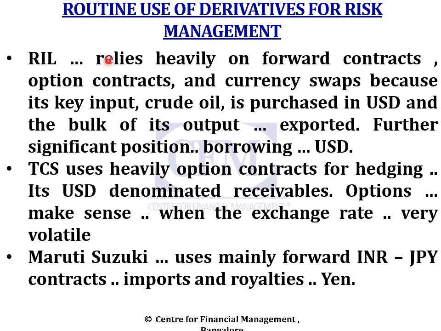Reliance Industries Limited relies heavily on forward contracts, option contracts, and currency swaps because its key input, crude oil, is purchased in US dollars and the bulk of its output is exported. Further, it has a significant position by way of borrowings in US dollars. TCS uses option contracts heavily for hedging its US dollar denominated receivables. Options make sense when the exchange rate is very volatile. Maruti Suzuki uses mainly forward Indian rupee-Japanese yen contracts because of its obligations for paying royalties and a significant amount of imports from Japan in yen.